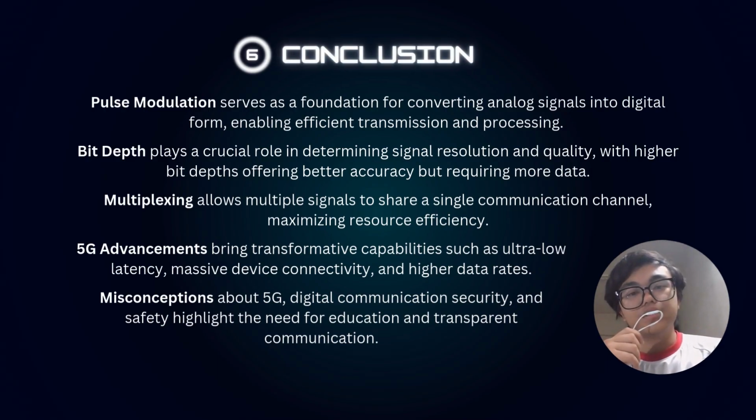In conclusion, we have learned that pulse modulation is able to convert analog to digital signals. Bit depth determines the signal resolution and quality. Multiplexing allows multiple signals to share the same communication channel. 5G advancement brings transformative capabilities, and the misconceptions about 5G highlight the need for education and transparent communication. So what we learn here is the potential of digital communication, emphasizing the need to continue innovation, ethical practices, and public awareness to fully realize the benefits.